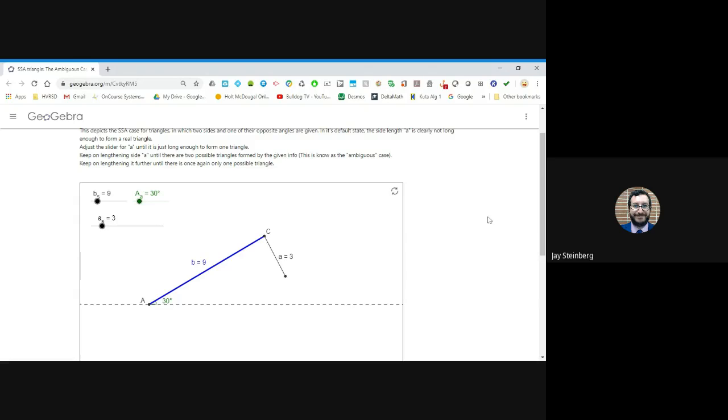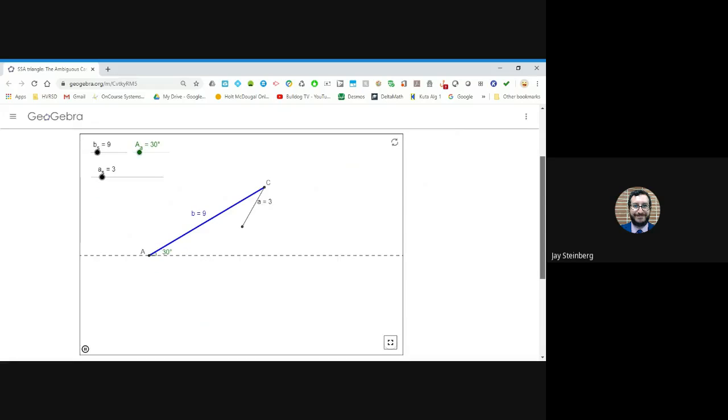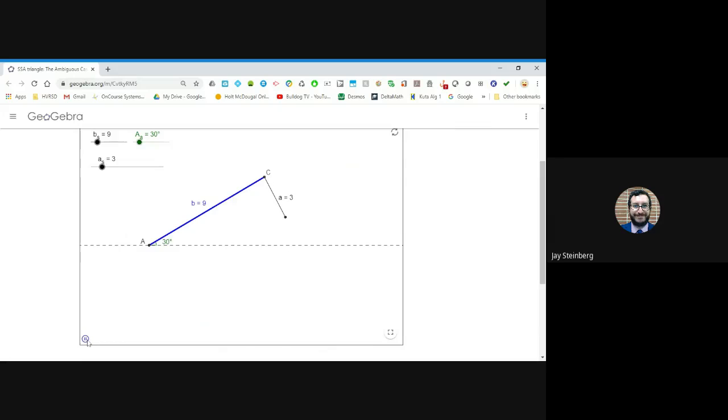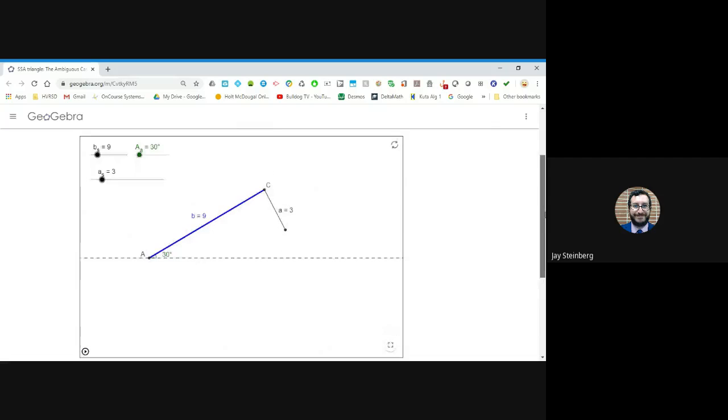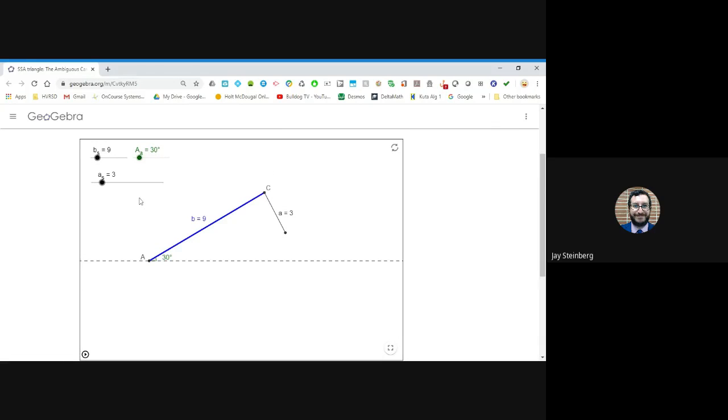This is an animation. The person who wrote this said adjust the value of A until it's long enough to form one triangle. Keep on lengthening side A until there are 2 possible triangles, and further so that there's only one possible triangle. We're not going to follow these directions specifically. I'm actually going to turn this off. What I am going to do is lengthen this and explain why the ambiguous case exists.